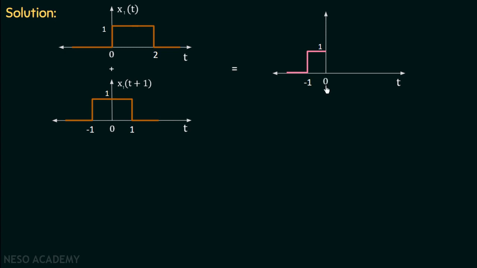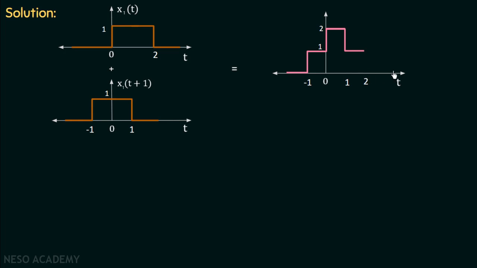Now moving on to the interval from 0 to 1, x1(t+1) is having the value equal to 1, and x1(t) is also having the value equal to 1 because it is having the value equal to 1 from 0 to 2. So if we add these two functions from 0 to 1, 1 plus 1 will be equal to 2. So the resultant value from 0 to 1 will be equal to 2. Now moving on to the next interval from 1 to 2, x1(t) is having the value equal to 1 and x1(t+1) is having the value equal to 0. So if we add these two functions, then the resultant value from 1 to 2 will be equal to 1.